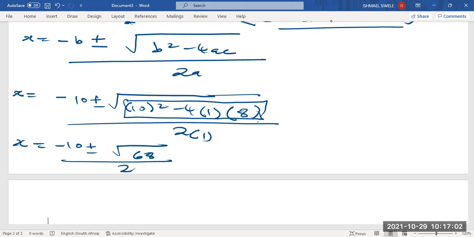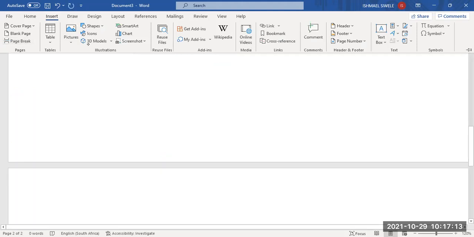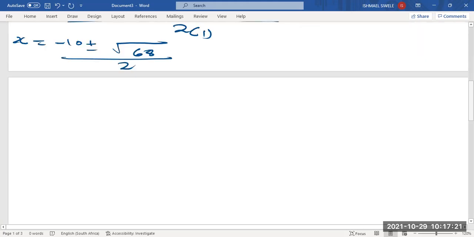Give me a moment. Let me put this here. Now let me insert another page. So that is what you're simply doing there. You're not struggling that much. You just have everything. See, you're just flowing. That's the main aim of practicing using past exam papers.